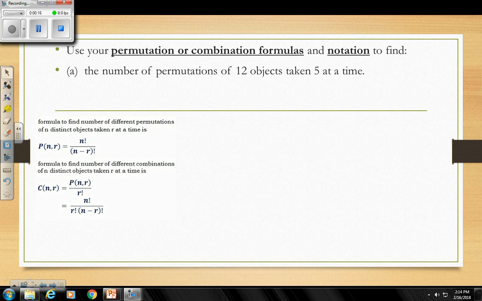Use your permutation or combination formulas and notation to find the number of permutations of 12 objects taken 5 at a time. I'm going to use this opportunity to teach you a shortcut that I know. Here's the formula for doing this problem. We're going to do the permutation of 12 objects taken 5 at a time. Using our formula, we do a fraction of 12 factorial divided by 12 minus 5 factorial.